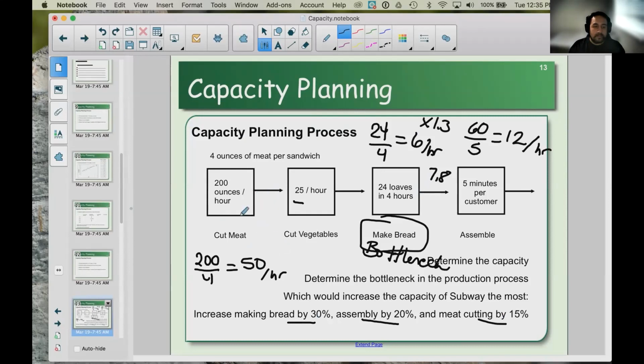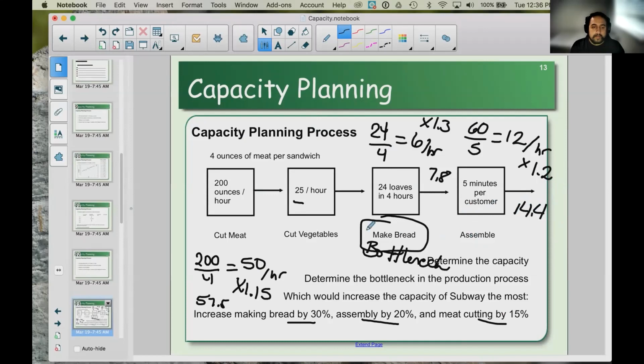With the meat, we could cut 50 sandwiches worth per hour. With our new method, we could increase that 15%, multiply that times 1.15, and that would mean we could make 57.5 sandwiches an hour. For assembly, using our new assembly method, it would increase by 20%, multiply that 12 per hour times 1.2, and we're now able to assemble over 14 sandwiches per hour.